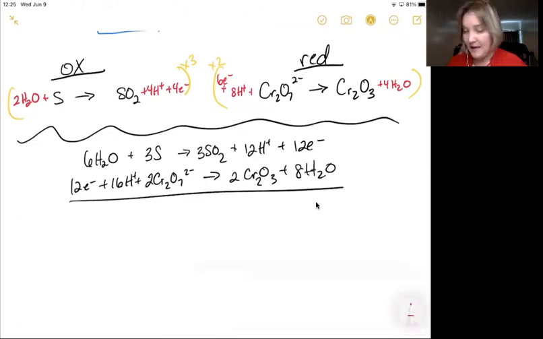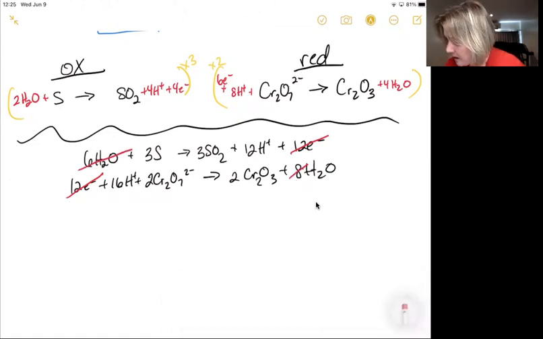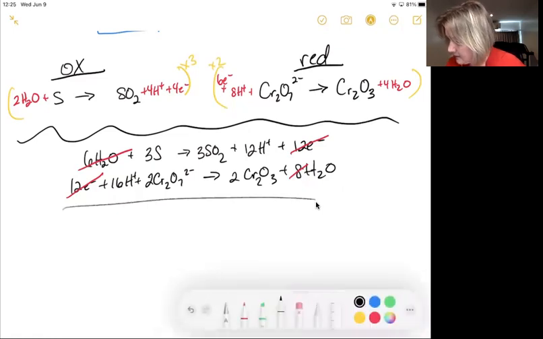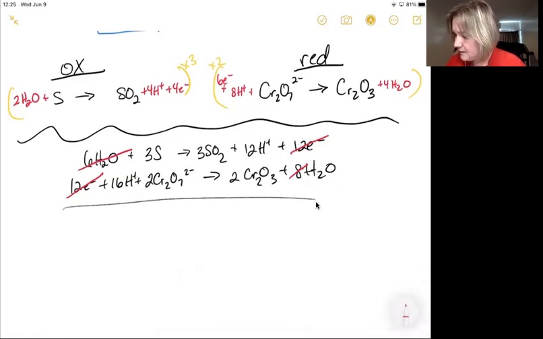Now, I want to cancel everything that occurs on both sides, starting with electrons, 12 each, okay? I have water on both sides, but I've got 8 on the right-hand side and 6 on the left-hand side. So all 6 of these go away. These 8 are reduced to, oh my gosh, what is my problem? Okay, fine, we'll do that. Here, 8 minus 6 is 2.